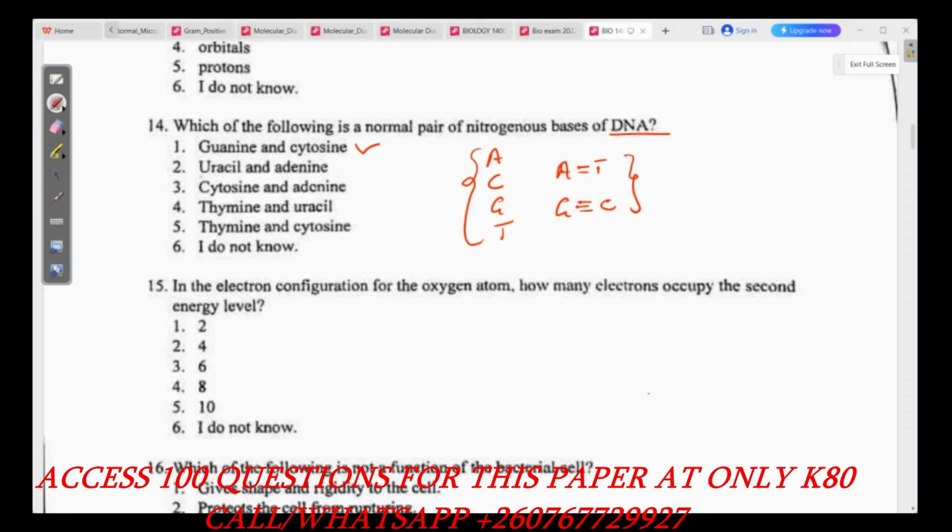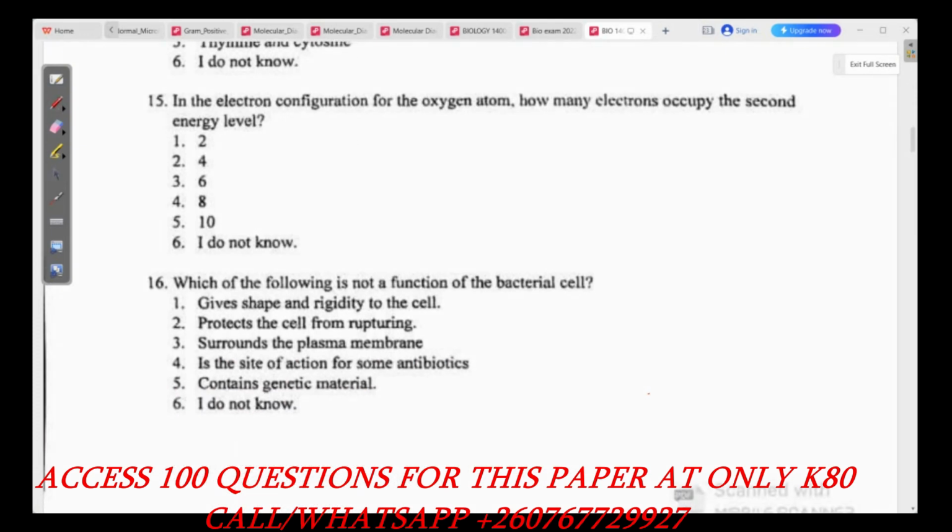Uracil, adenine, we don't have uracil in DNA. Cytosine, adenine. Cytosine will always pair with guanine. Then thymine, uracil, we don't have this pair. Thymine and cytosine, we also don't have that complementary base pairing. So the answer is option 1. Guanine will always pair with cytosine, be it in DNA or RNA. That pairing does not change.